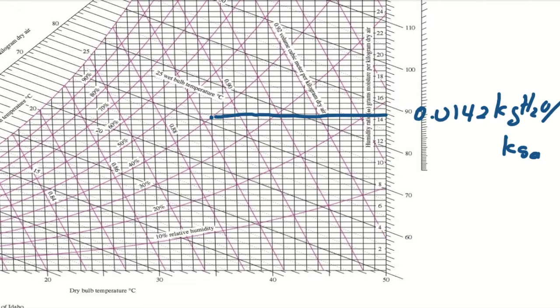Next, you want to find enthalpy. For enthalpy, the method is like this. Once again, it should be straight. So the value is 71.5 kilojoule per kilogram dry air.